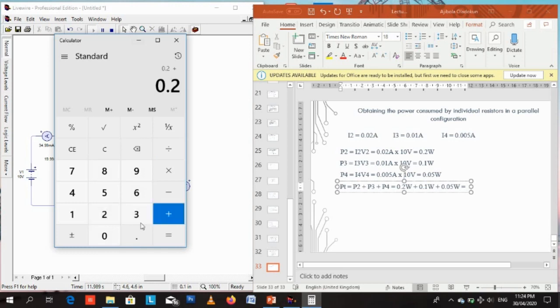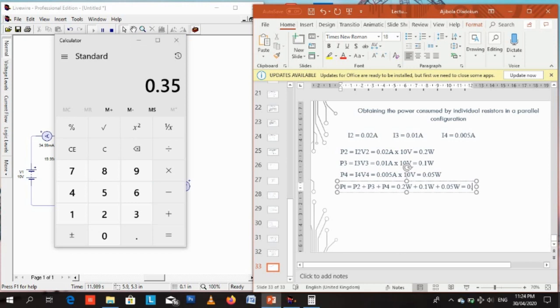So like I said before, it's not compulsory that a load has to be a resistor. It can also be a bulb, it can be an LED. So the power consumed by all the resistors or all the loads in a circuit is simply the addition of the individual power consumed. So 0.2 plus 0.1 plus 0.05, which is 0.35 watts. So 0.35 watts is the total power consumed by all the resistors in the circuit.